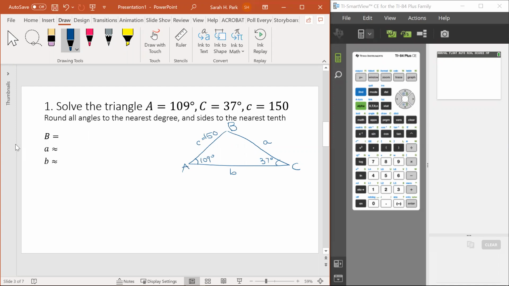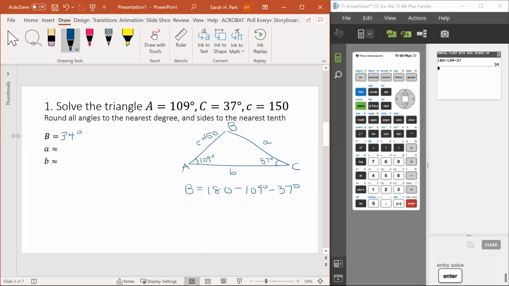The easiest thing to find is angle B. We can find angle B because we know the sum of all the angles inside a triangle is equal to 180. So we know that angle B is going to be 180 minus the other two angles, 109 and 37 degrees, and that'll give us the angle measure of B. So 180 minus 109 minus 37 is 34 degrees. Okay.